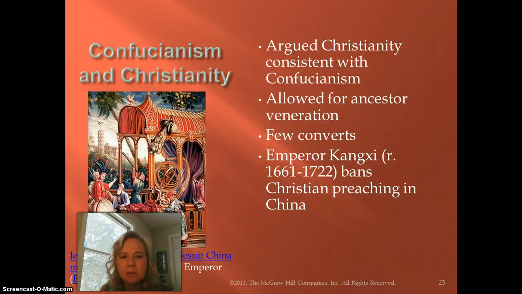So, final lesson from this: isolationism, lack of innovation, and Neo-Confucianism, and a failure of Christianity to reach the Chinese people.